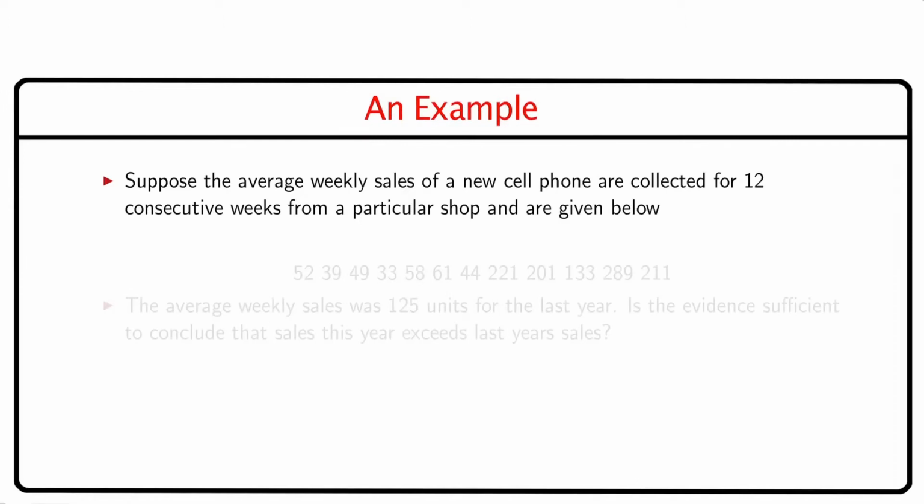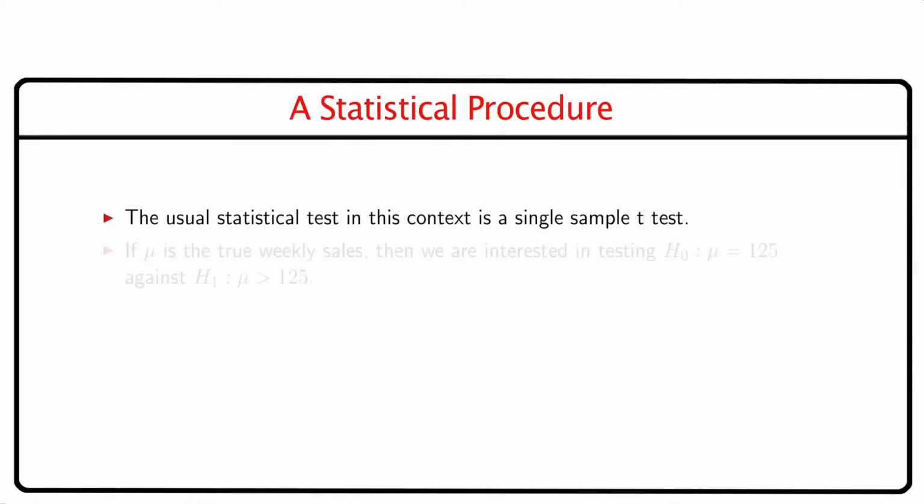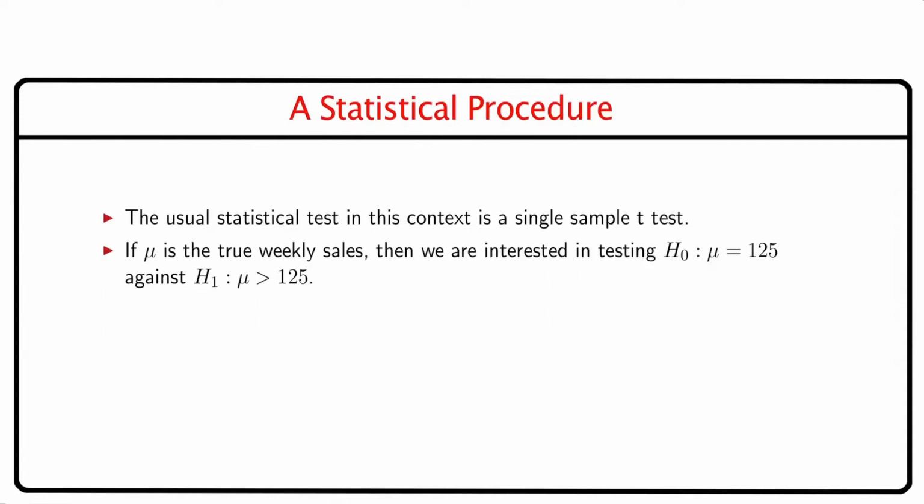Suppose the average weekly sales of a new cell phone are collected for 12 consecutive weeks from a particular shop and are given below. So there are 12 sales figures, and the average weekly sales was 125 units last year. It is known. So it is of interest to know whether the current year sales exceed the last year sales. This can be expressed as a statistical hypothesis. If mu is the true weekly sales, then we are interested in testing the null hypothesis mu equal to 125 against the alternative mu greater than 125.